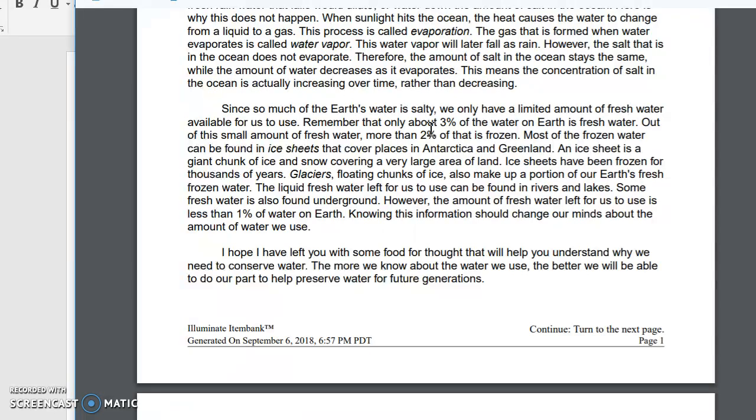Last one, I hope I have left you with some food for thought that will help you understand why we need to conserve water. The more we know about the water we use, the better we will be able to do our part to help preserve water for future generations.